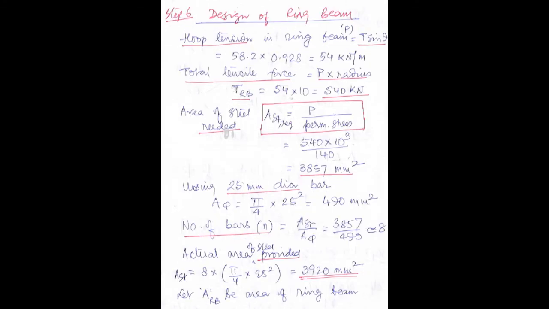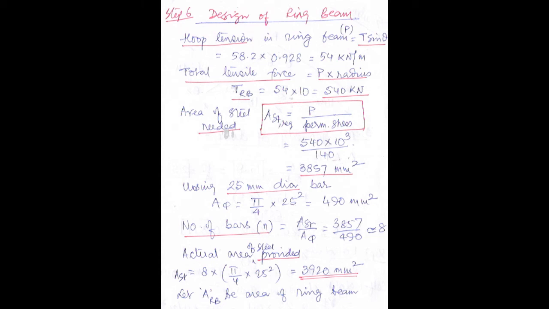Okay. Now let us look at step number 6, design of the ring beam. Again it will be just like the previous steps. First we have to find out the hoop tension. Hoop tension in the ring beam is equal to T sine theta. T is the meridional force, which we got as 58.2 kilonewton. And the sine theta value I told you in step number 1, so please write it down, we need it afterwards. There you see 0.928. So that gives us the hoop tension value as 54 kilonewton per meter.